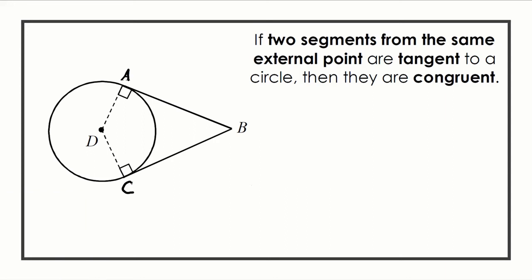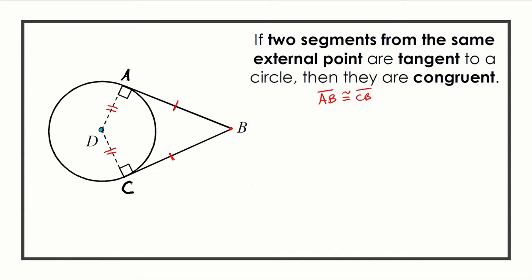Another property states that if you have a point outside of the circle, and you draw two segments starting from that point, and those two segments are tangent to the circle, then those two segments are congruent. So we can write segment AB is congruent to segment CB. And we can take it a little bit further. Knowing that the radius is the same inside a circle, then those two segments are also congruent.